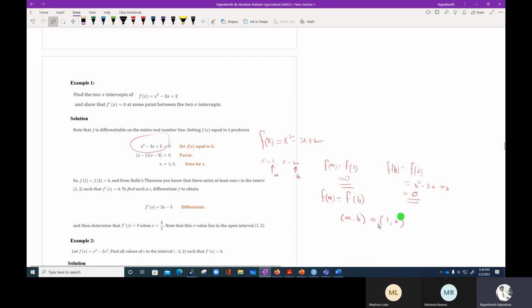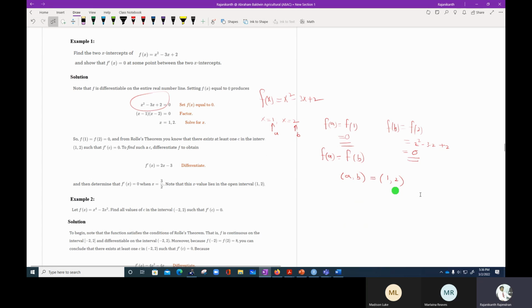What does this mean? This means you will find exactly a point inside this interval such that that point will give you 0 slope. So look here, you are finding the derivative, setting it to 0 and finding the point where the slope is 0, that is 3 over 2. Yes, correct. 3 over 2 is within this interval, right? 3 over 2 is 1 and a half. 1.5 is within this interval. Yes, correct. So Rolle's theorem is satisfied here.